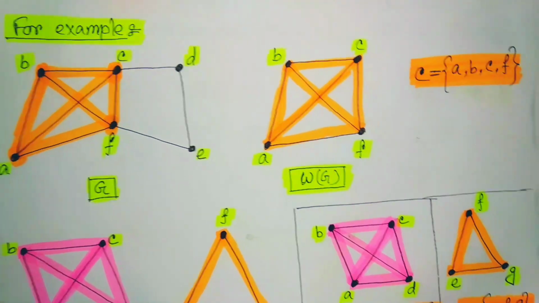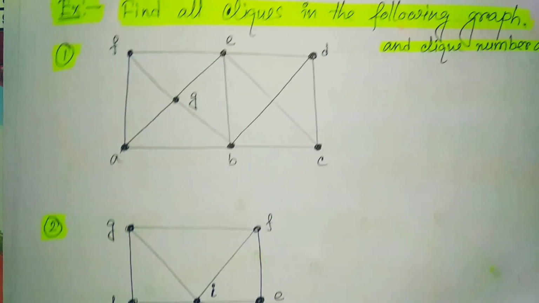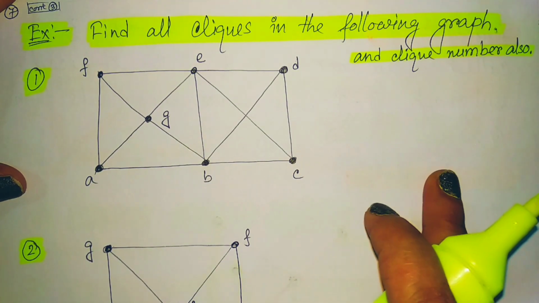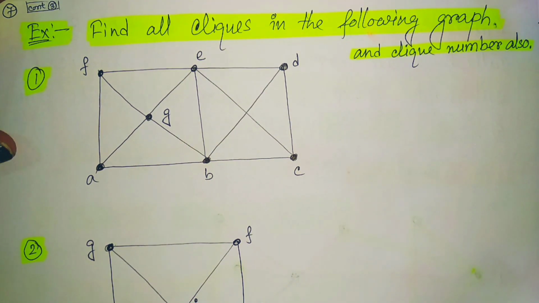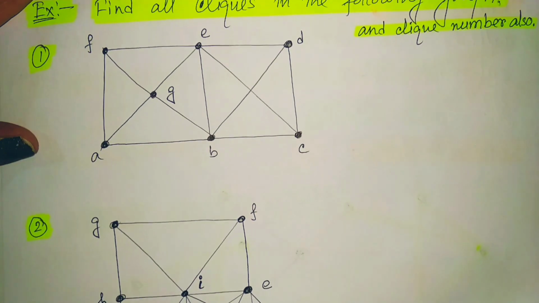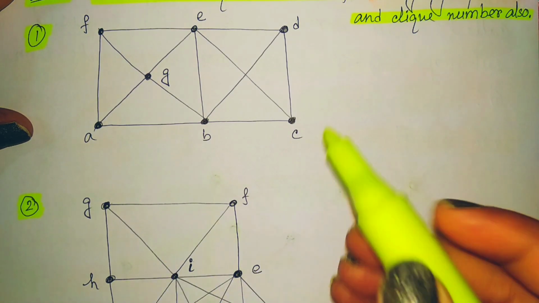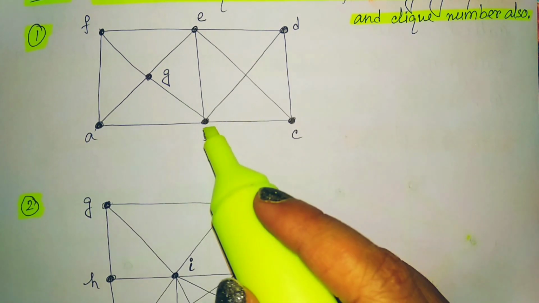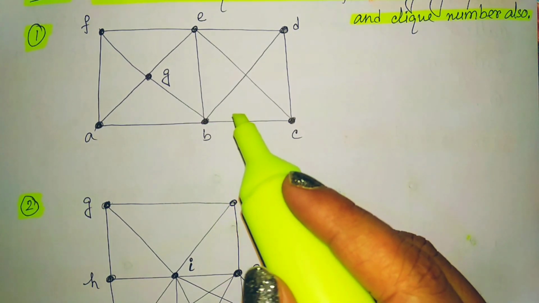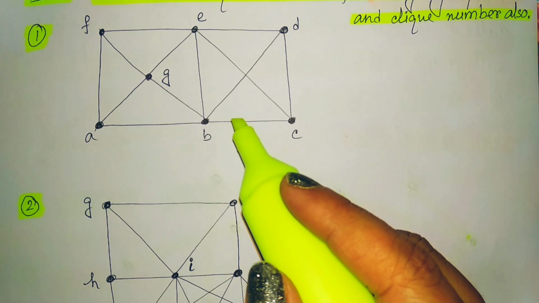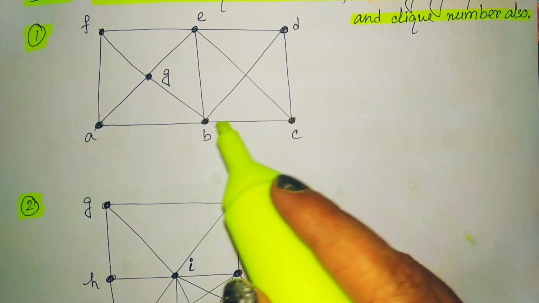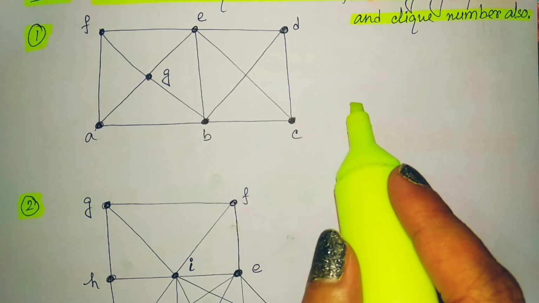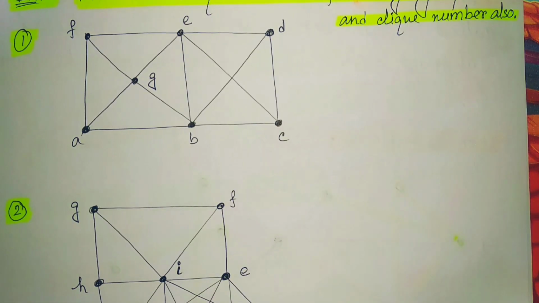So this is our clique, but now we should do some examples. Find all cliques in the following graph and find the clique number also. These are your homework and you can do them by yourself. This is the given graph. Your requirement is to find all possible cliques, and among them which are the maximal cliques and the maximum clique, and hence find the clique number. So this is your first example.